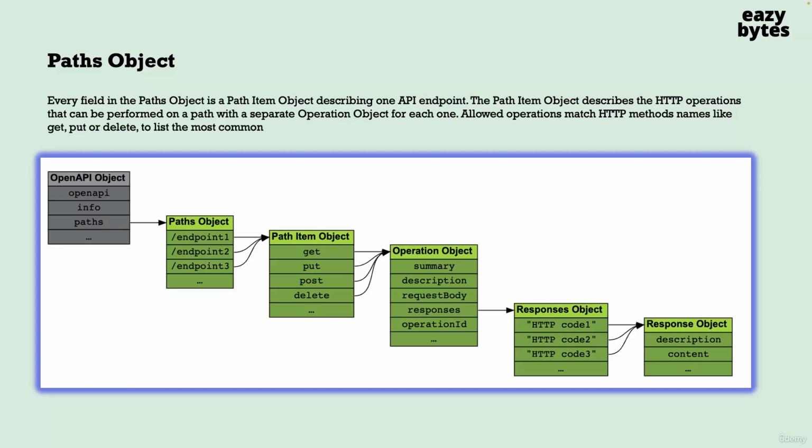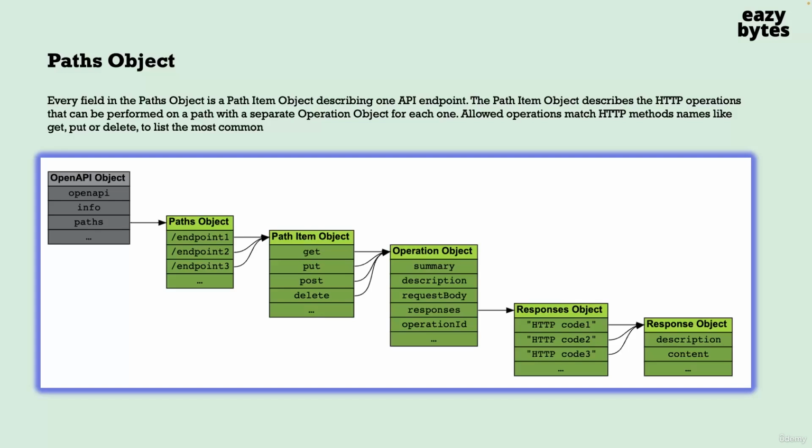Now coming to the paths object, under paths, we can define any number of paths or operations or APIs, like each path can start with slash, what is your endpoint? So your endpoints can be like slash endpoint 1, slash endpoint 2. So this way we can give any number of endpoints under paths. So each endpoint is going to act as a path item object, which describes your HTTP operations that can be performed on a specific path.